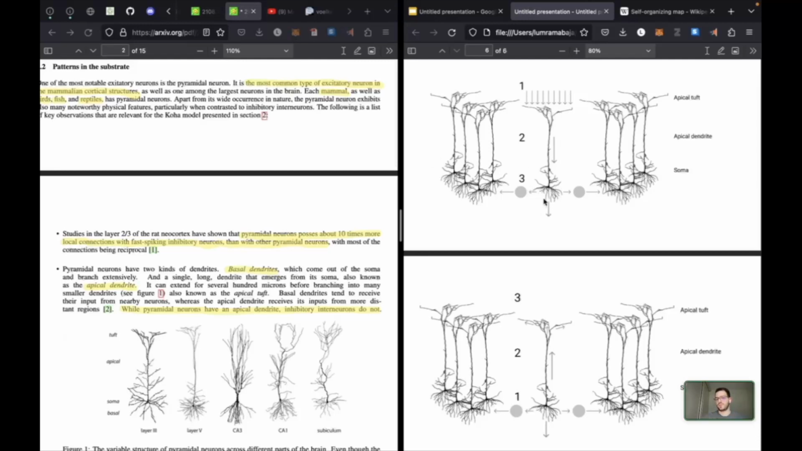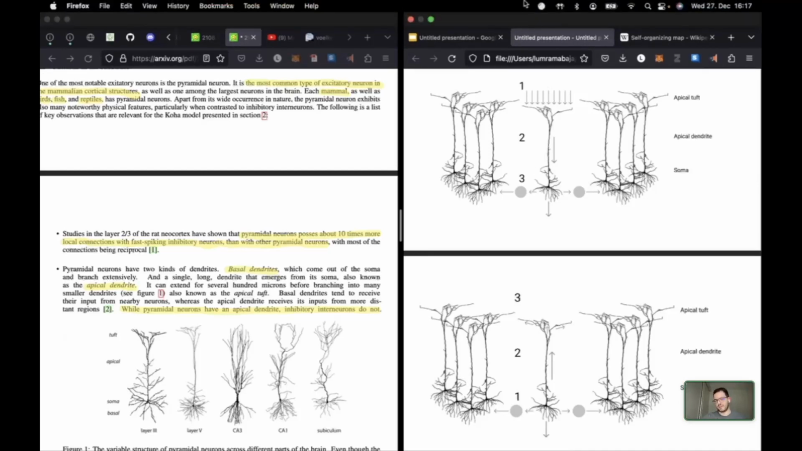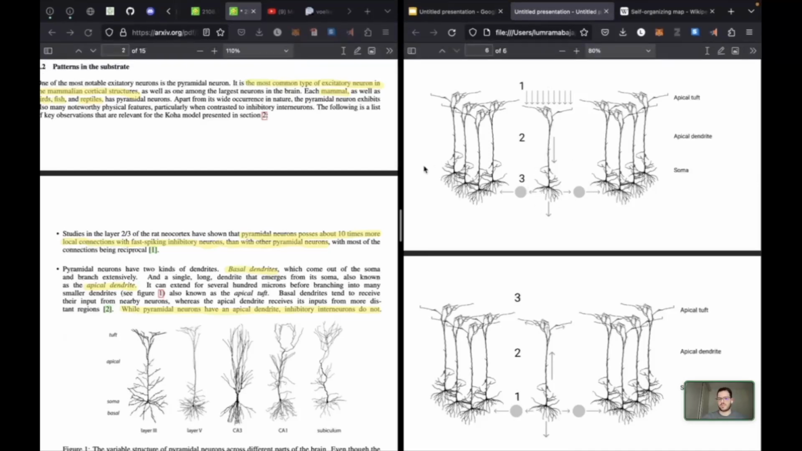So you can imagine the axon can reach another layer and maybe several other layers deeper as well, and the apical dendrite can also reach previous layers and maybe even deeper layers, and the basal dendrites basically have this local information here.